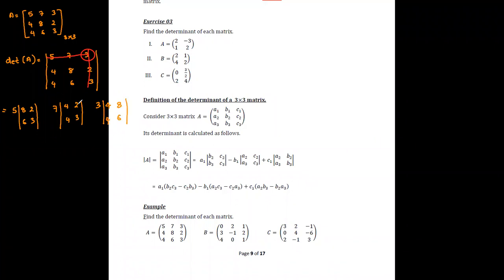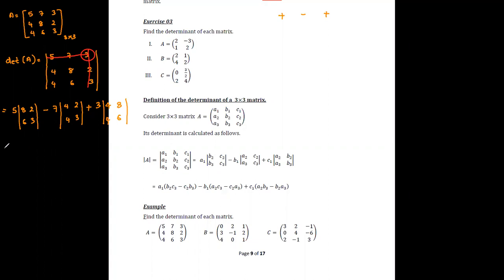Now we have identified 3 terms, but we need to connect them. According to the sign pattern we are using, plus, minus and plus has to be used. Therefore, this should be plus, then minus here, then again plus here.